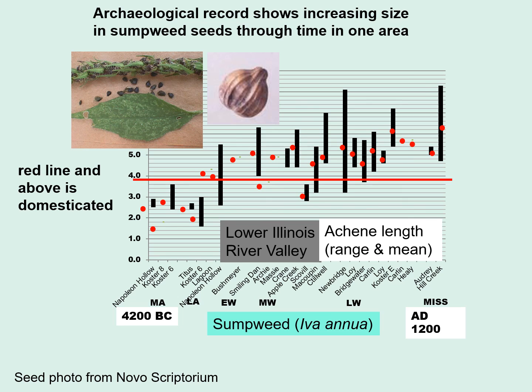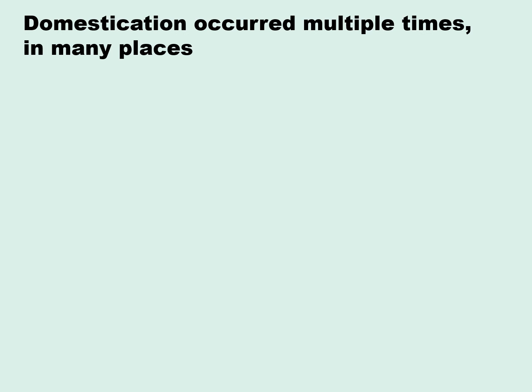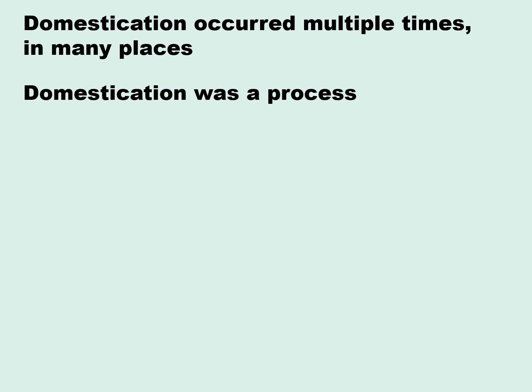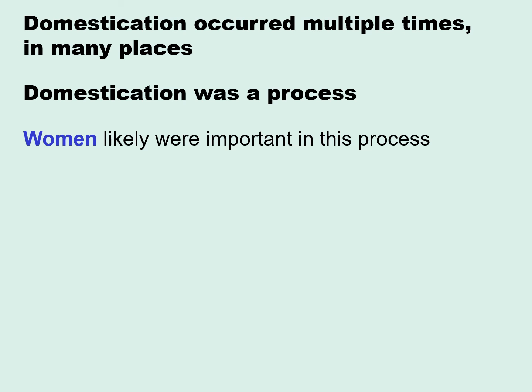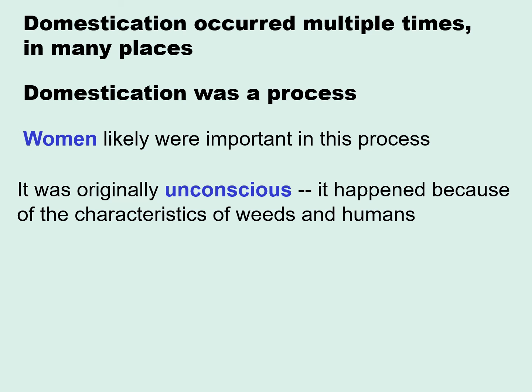Here, for example, the archaeological record from the lower Illinois River Valley in west central Illinois shows the increasing size in some weed seeds through time in this one area. The red line and above are thought to represent domesticated plants. Domestication occurred multiple times in many different places around the world. Domestication was a process. Women likely were important in this process. Domestication originally was an unconscious process. It happened because of the characteristics of humans and the characteristics of weeds and how the two interact.